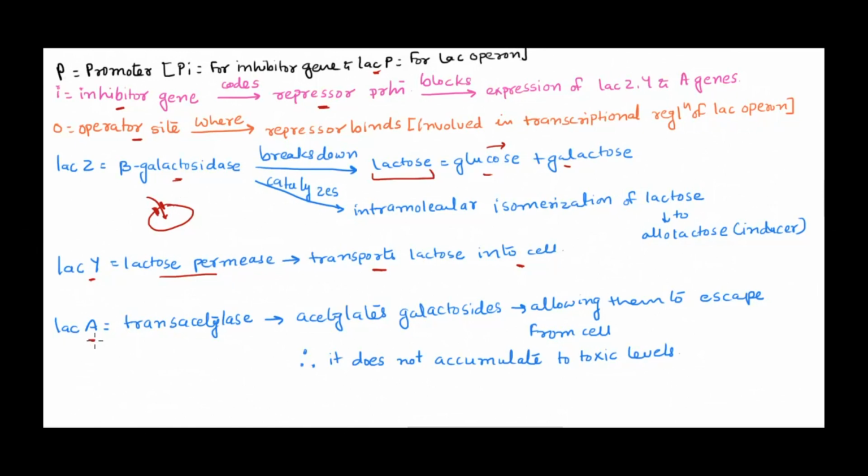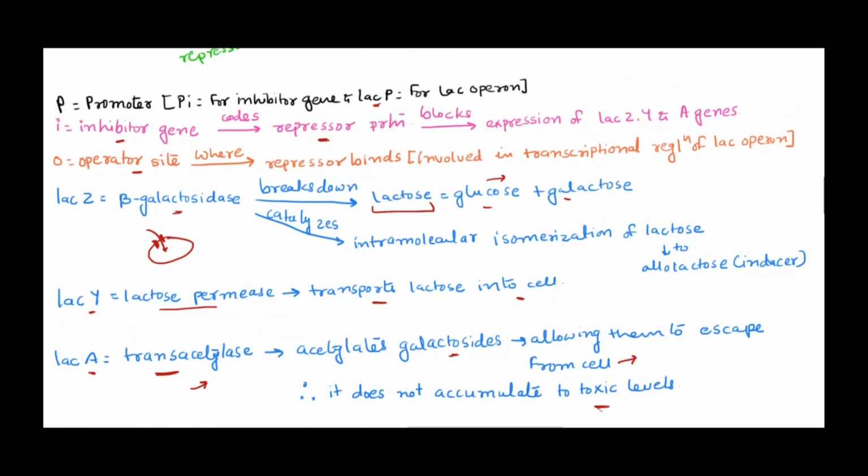Now Lac A is the gene that codes for transacetylase. What happens when a lot of lactose is there and the cell is transporting a lot of lactose inside? The level of beta-galactosides would rise in the cell very much, and if it goes to a particular level, the accumulation can be toxic for the cell. So the work of this transacetylase enzyme is to acetylate the glycosides that are coming in large quantity in the cell and allow them to escape from the cell. Just simply throw it out of the cell so that it does not accumulate up to toxic level. Okay, that is the function of the three enzymes.